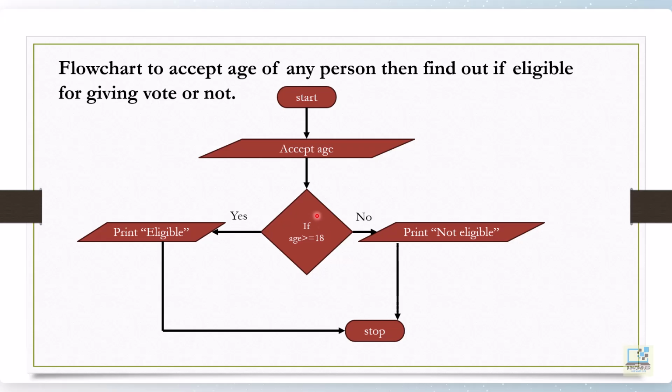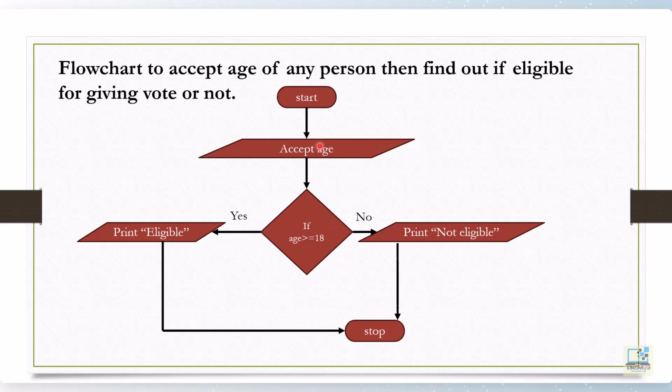So in a flowchart, when we are writing a condition box or decision box, it has one inflow and two outflows. The inflow is the direction from where it is coming to the decision box, and then we have outflow. One direction is yes, one direction is no. In the direction of yes we write the statement that we want to show. If eligible for voting, so if the condition is correct, it will print eligible, and then it will go to stop. The flowchart is over.